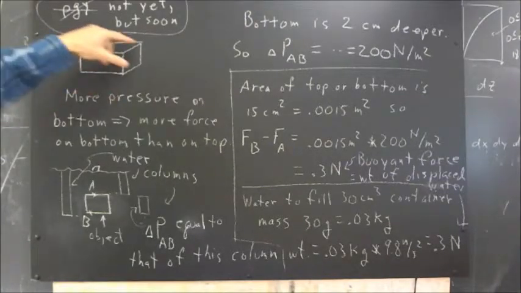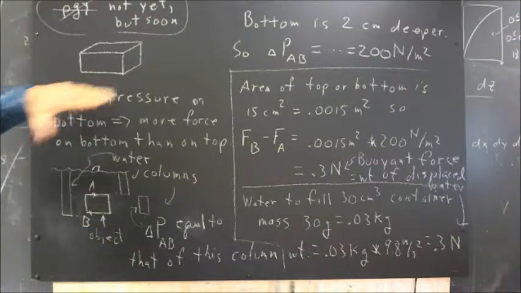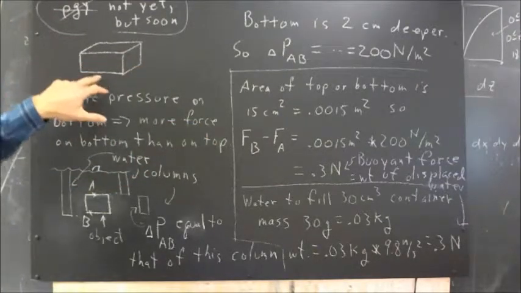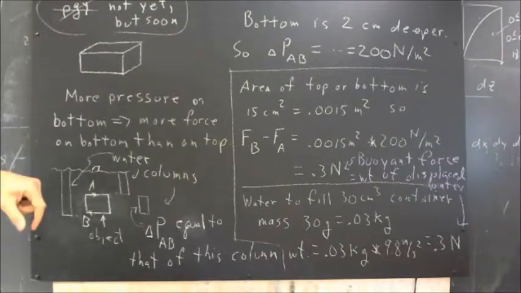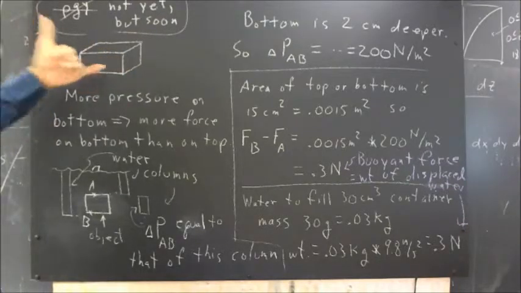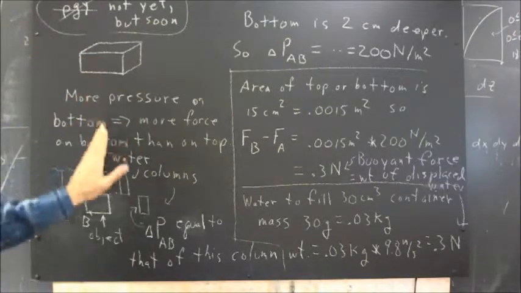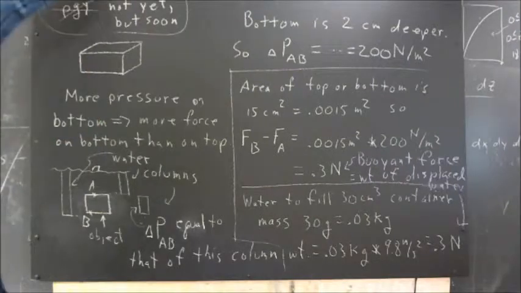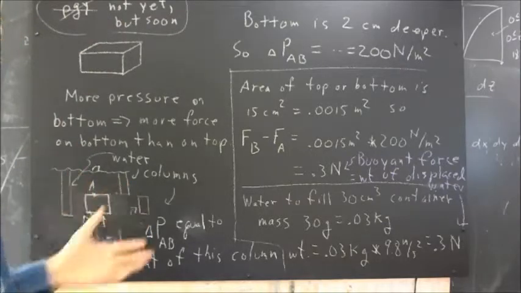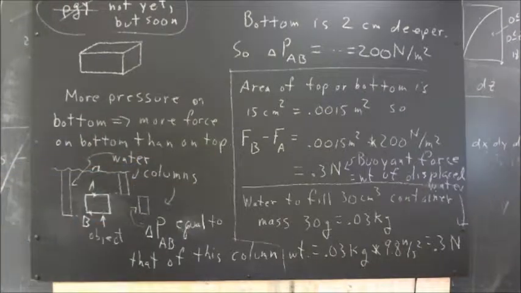Well, you have a rectangular object in water with the bottom and the top in horizontal planes. There's more pressure on the bottom than there is on the top because the bottom is deeper than the top. Now, the pressures on the sides equal out. They balance each other. They exert no net force on the object, but the greater pressure on the bottom exerts more upward force than the pressure on the top exerts in the downward direction, giving you a net upward force. And that force is going to be our buoyant force. So more pressure on the bottom, more force on the bottom than on the top.